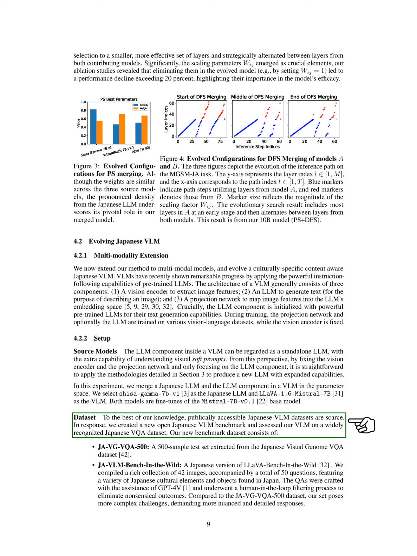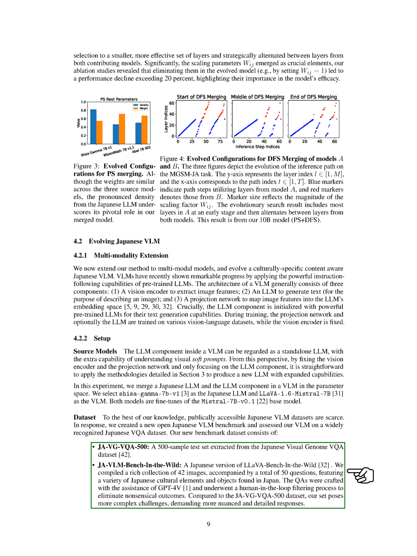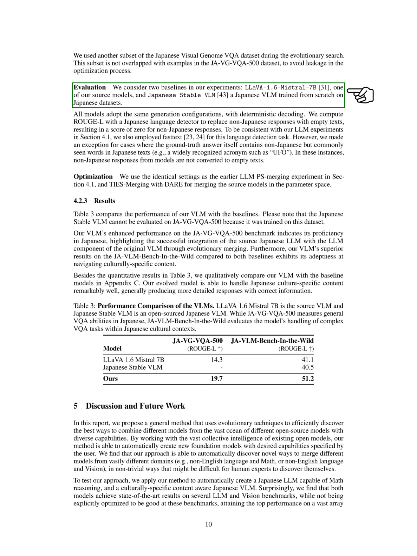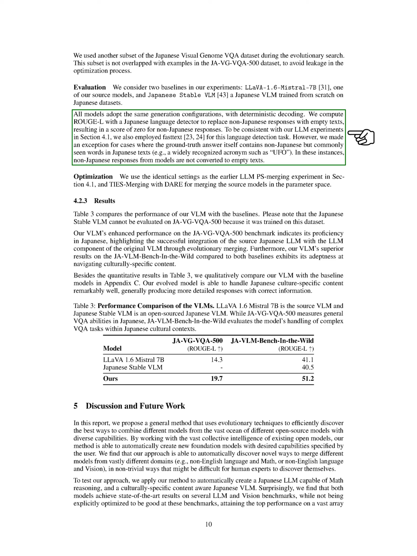Creating a Japanese VLM benchmark was necessary due to the limited availability of public Japanese VLM datasets. We evaluated our VLM on a Japanese VQA dataset, which includes a test set extracted from the Japanese Visual Genome VQA dataset and a set of images and questions related to Japanese culture. In our experiments, we compared our VLM with two baselines, LLAVA 1.6 Mistral 7B and a Japanese stable VLM trained from scratch on Japanese datasets. We used Rouge L to evaluate the models, focusing on Japanese responses.